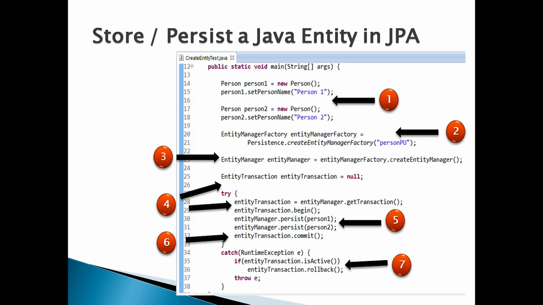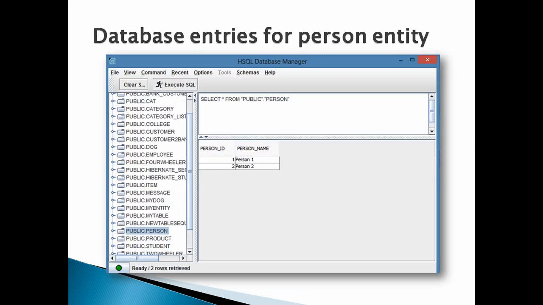Moving ahead. After running the test class successfully, let's move to the database and see whether there is any table created by the name Person. Execute a select query on the Person table. It displays two records as shown in the figure. The two records have values as Person 1 and Person 2.